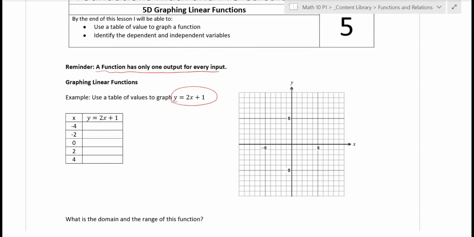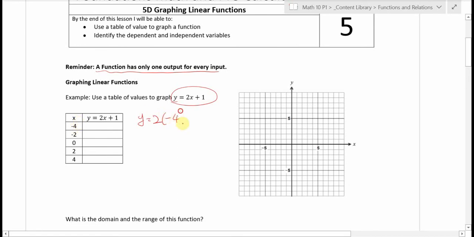Now how this works, recall, is we have y equals 2 times the x value. Now we said the x would be -4, so we're going to put -4 into 2x plus 1. So 2 times -4 is -8, plus 1 gives us -7. So this will be -7 here. And I'll show you one more. Then we're going to put -2 in this case for x. So y equals 2 times -2 plus 1. That would be -4 plus 1, and that is -3. So then we put the y value as -3 right there.